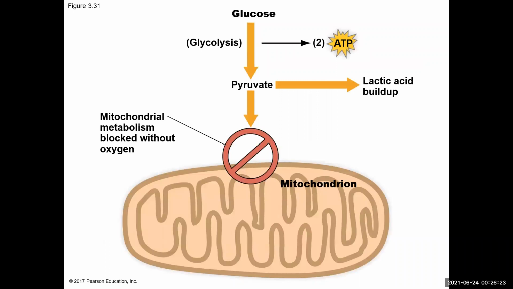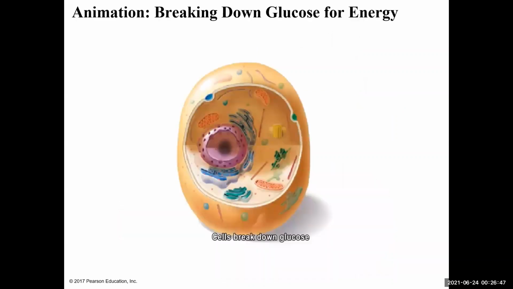And so you basically have this little process here where glycolysis happens but never enters the mitochondria to finish the prep step, the citric acid cycle, and the ETS. You're left with that lactic acid buildup, and so you get that muscle soreness until oxygen becomes present again. And so the last thing we have is just an animation showing this cellular respiration process, and then that'll be it for chapter 3.